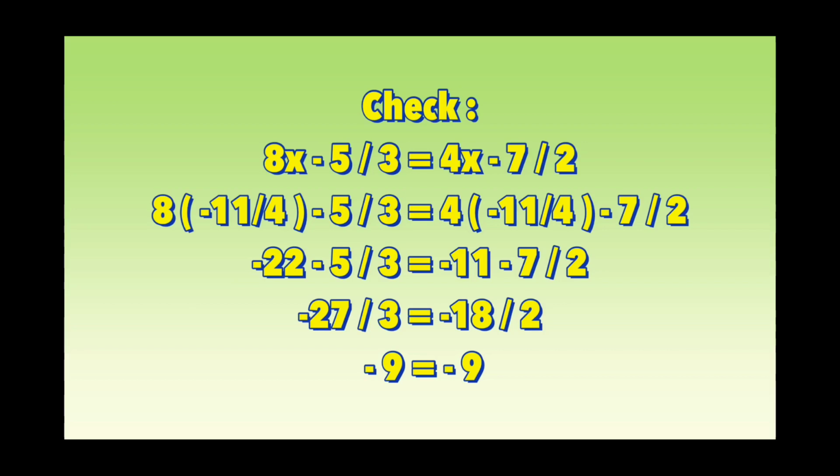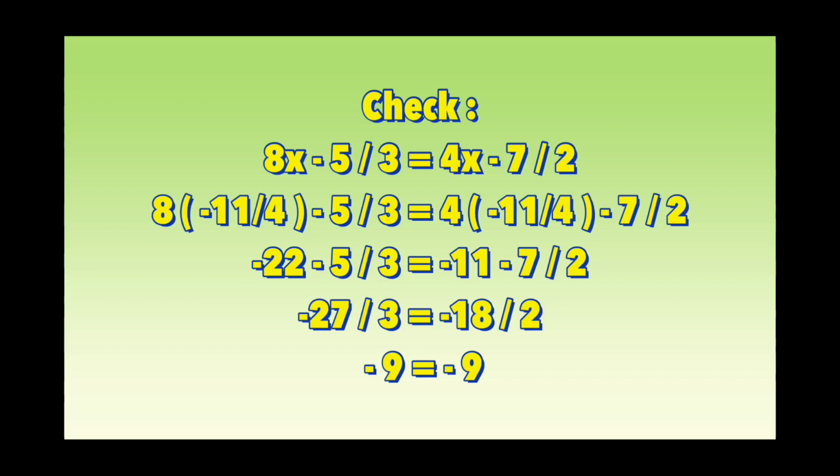Then we're going to check. Copy first the original equation. (8x minus 5) divided by 3 equals (4x minus 7) divided by 2. Then we're going to substitute. Since the value of x is negative 11 over 4, (8 times negative 11 over 4 minus 5) divided by 3 equals (4 times negative 11 over 4 minus 7) divided by 2.